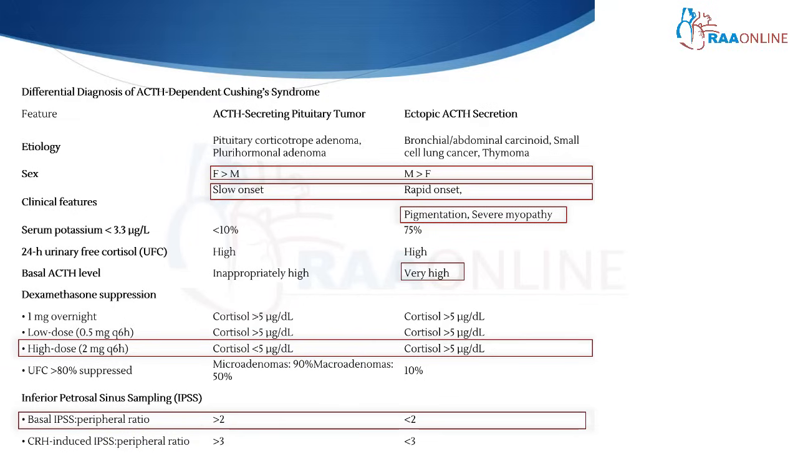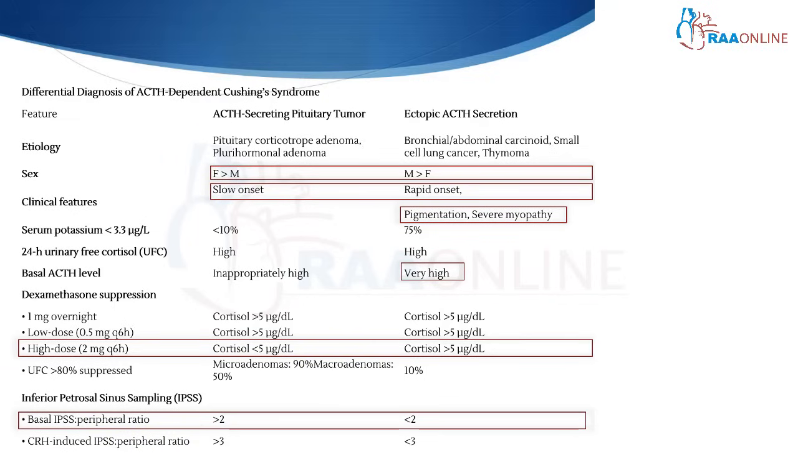The one which helps us identify which of the two it is, is the high dose dexamethasone suppression test. If the cortisol is suppressed to more than 50% from the baseline, then it is pituitary Cushing's, because these cells still retain their negative feedback mechanism. That is the logic behind it. Whereas ectopic ACTH secretion is from a different source, so it is not going to be responsive to the negative feedback mechanism. Therefore, with the high dose dexamethasone suppression test, there is inadequate suppression of the cortisol. Cortisol still remains high, and that tells you this patient has ectopic ACTH secretion.